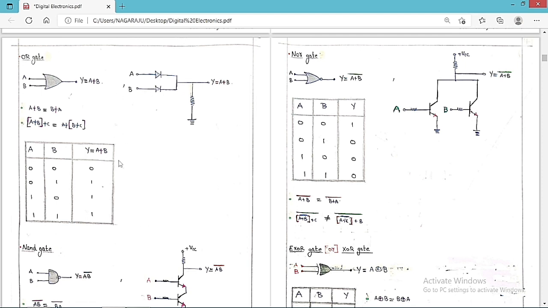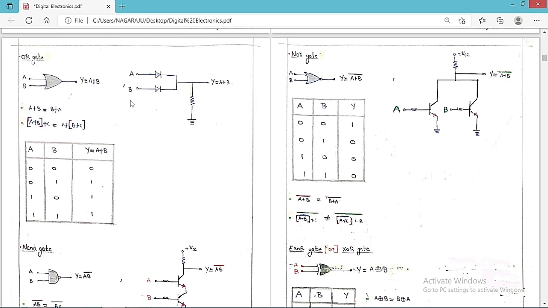If I want to draw the circuit diagram, we have to draw it in this fashion. We can see clearly this is A and B, the two diodes in this fashion, and this is the resistor. We are going to find the voltage across this resistor, which is Y. Y is equal to A or B. You can check easily. If both are 0, both diodes are open circuit, which means unbiased. So current is equal to 0 in the circuit, so Y is 0.